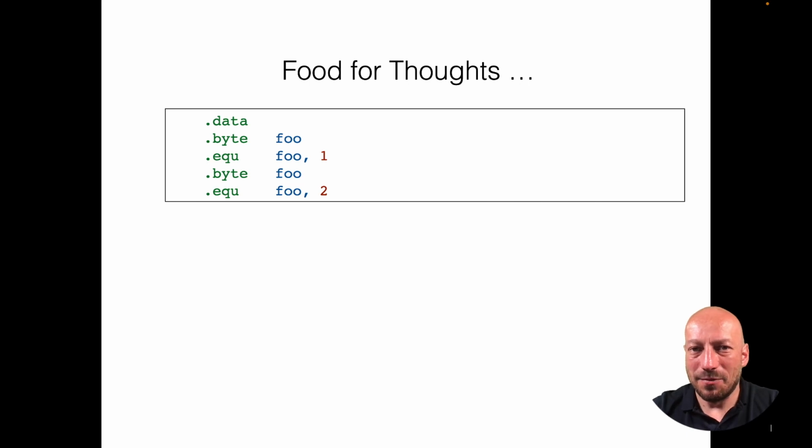And with this example, I want to finish this video with some food for thought. What would you expect does the data segment look like after the assembler generates code? Of course, you can try it out, but also try to understand that this is consistent with how I explained the code generation for the ULM assembler.